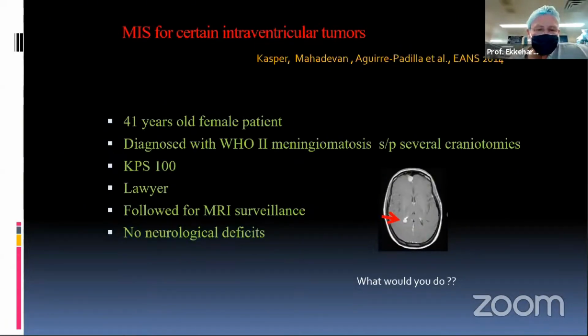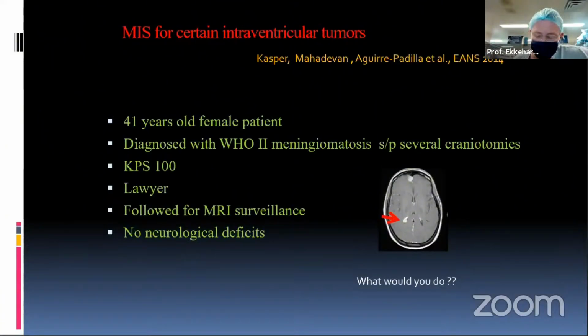This was a 41-year-old female patient who was diagnosed with meningiomatosis of the atypical version. She already had 4 prior craniotomies and did not want to have any further surgeries. When at surveillance MRI scans, she showed up with this tiny meningioma in the atrium of the right-sided lateral ventricle. She was a lawyer, had a KPS of 100, and was without focal deficits when we discovered this. So obviously, what would you do?